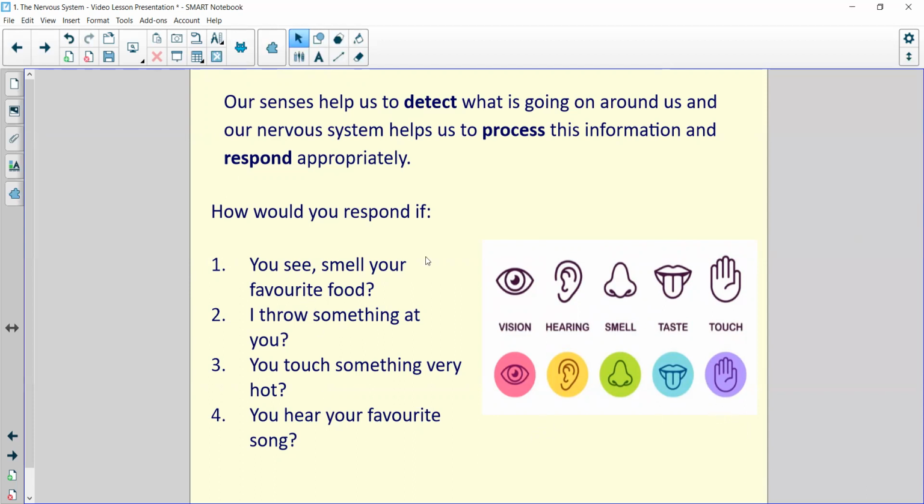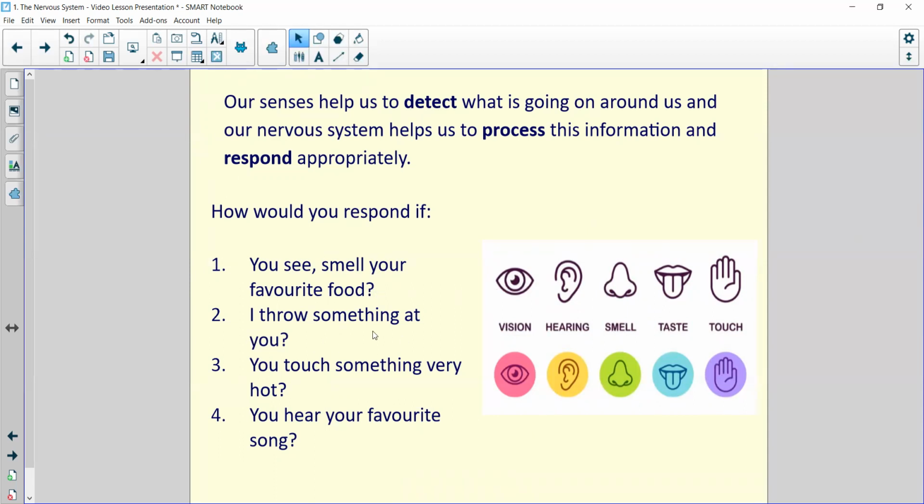So have a little think about how you would respond if you see or smell your favorite food. If we see our favorite food, it's obviously going to involve the eyes. If we smell it, it's going to involve the nose. They are sending that information to the brain, but it's then the brain that will make the decision about how we respond to that. Chances are you're going to go over and eat it.